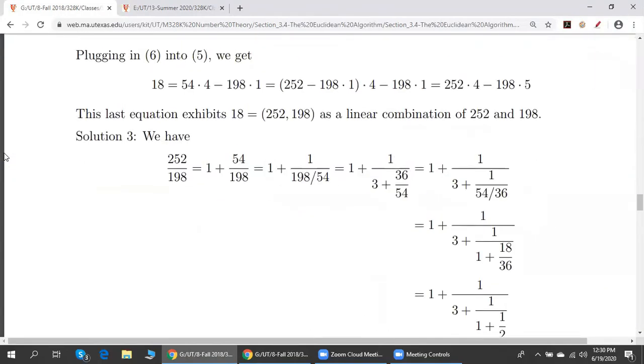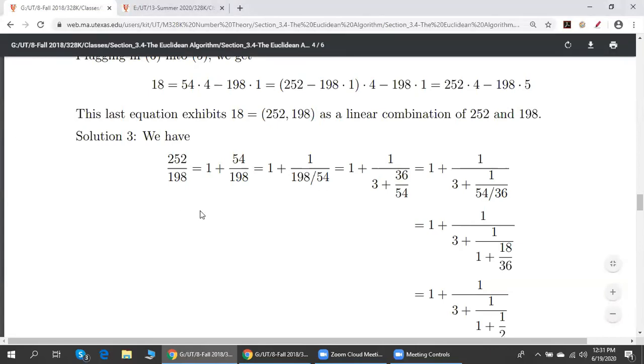Next, now solution 3. So I give you 3 different ways of finding not only the greatest common divisor, but a solution of the equation 18 is equal to 252m plus 198n. We discussed 2 methods. Now method number 3. Please take a look at the following.